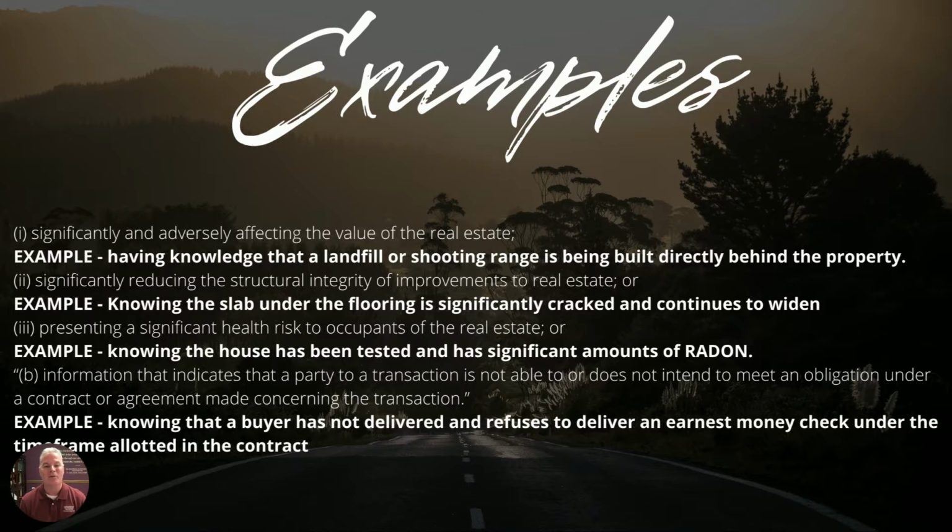presenting a significant health risk to occupants of the real estate. Example: knowing the house has been tested and has significant amounts of radon. If you're already aware of this and it's not disclosed, that is an obvious material adverse fact. Again, those three are pretty standard. It's pretty normal. But the last one, information that indicates a party to a transaction is not able to or does not intend to meet an obligation under a contract or agreement made concerning the transaction.